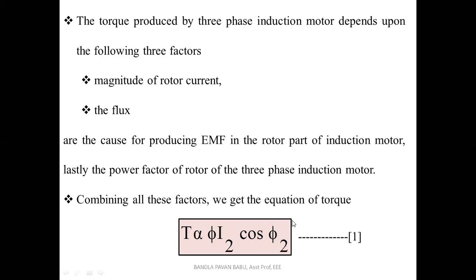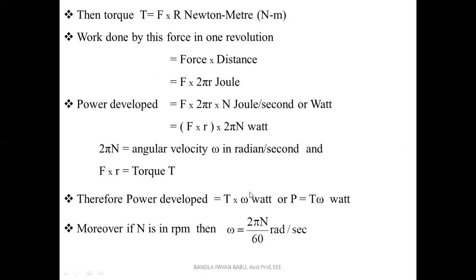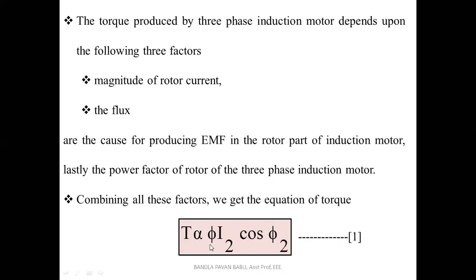So overall, combining all these equations here, the torque is proportional to phi, that is the flux developed, and the rotor current I2, and the power factor at the rotor side. So T is proportional to phi I2 into cos phi 2. So let us consider this as equation 1.